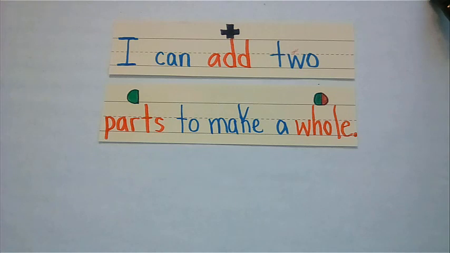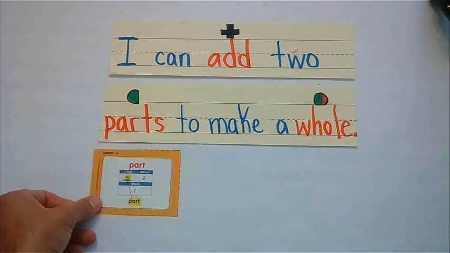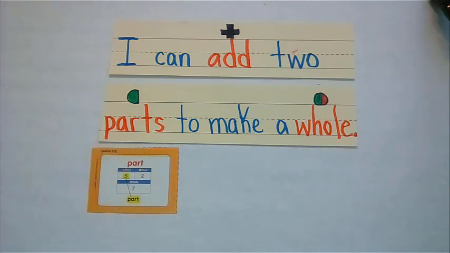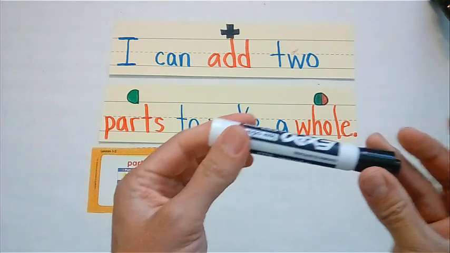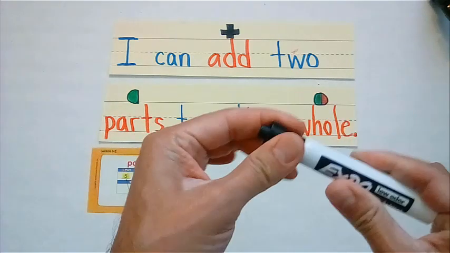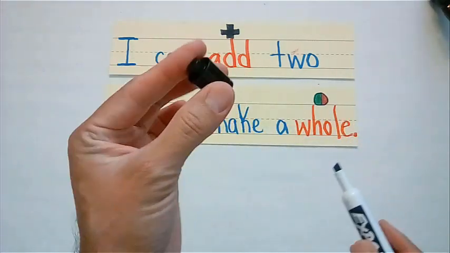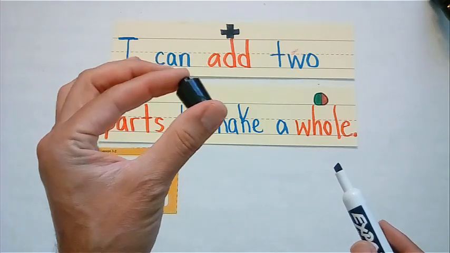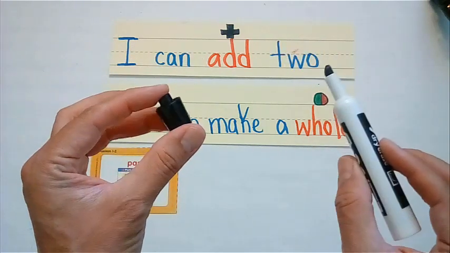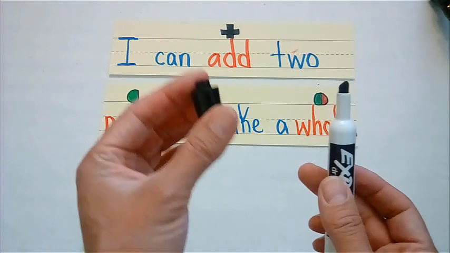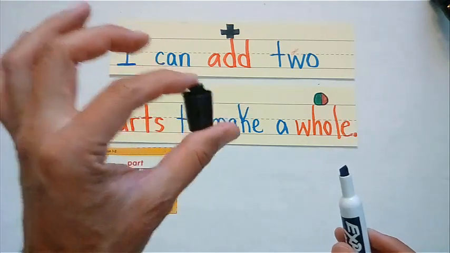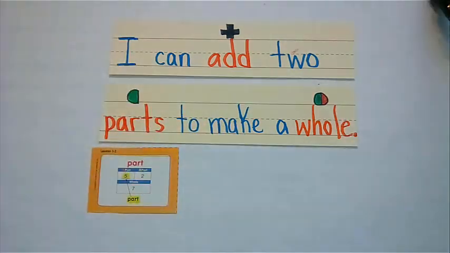So here's the first one, part. So when we talk about part, we mean that it is a piece of something. So if we have an expo marker here and I take the cap off, this is one part of the expo marker. This is another part of an expo marker. So these are just a piece of it. It's a part. All right.